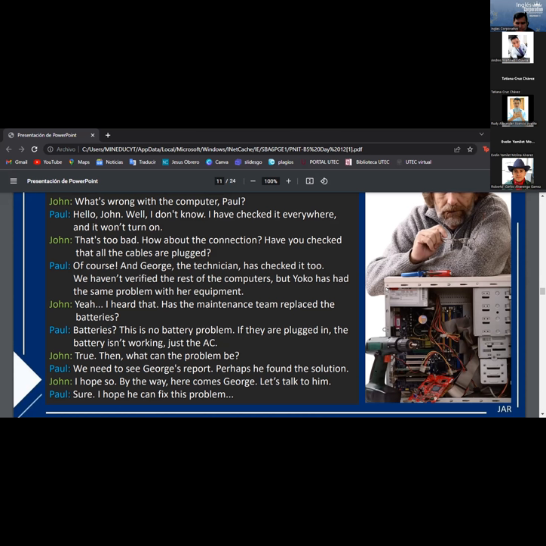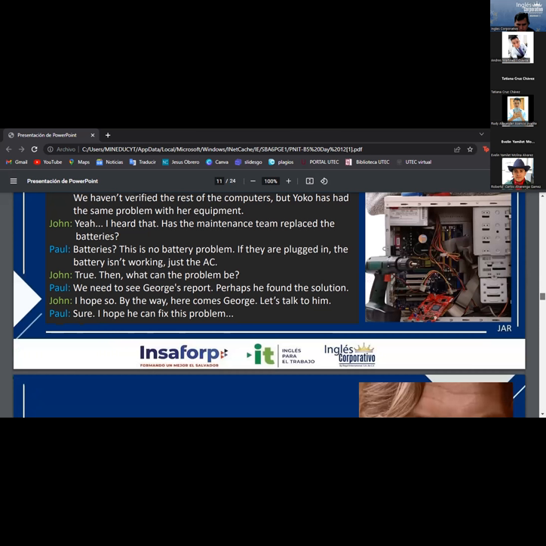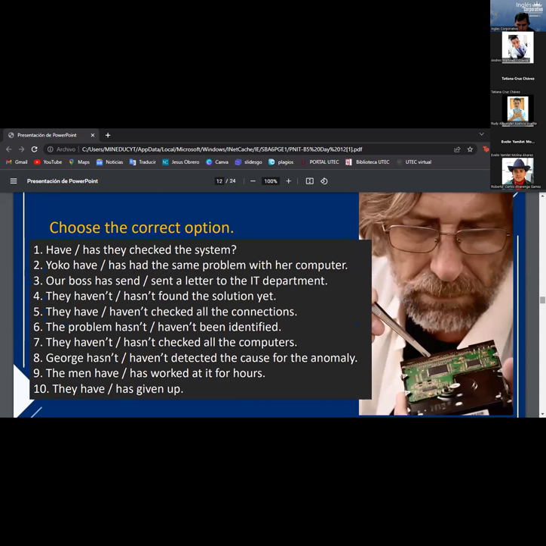Creo que ya pasamos, ¿verdad? Yes. Pasamos a la siguiente imagen. ¿Les parece? Okay. Choose the correct option. Number one.